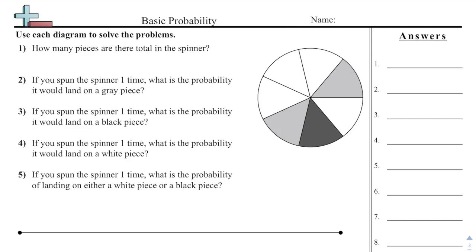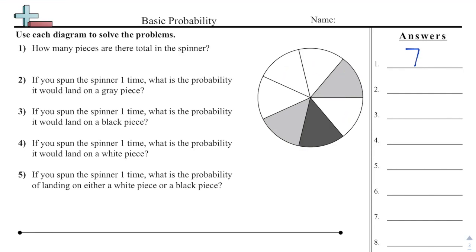Okay, so here's the first section. Use each diagram to solve the problems. How many pieces are there total in the spinner? It is quite a direct question, which is 1, 2, 3, 4, 5, 6, 7. You just count the pieces of the pie. So how many pieces are there? 7. Pretty easy, right? All right. So I'm erasing that so we can continue.